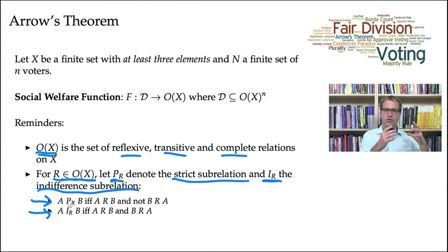A is strictly ahead of B, or strictly preferred to B, if and only if A is preferred to B, so A is related to B, but it's not the case that B is preferred to A, so B is related to A. And there's an indifference between A and B, according to R, if it's the case that A is preferred to B and B is preferred to A. So A is at least as good as B and B is at least as good as A. Now we are in a position where we can state the principles of group decision making.